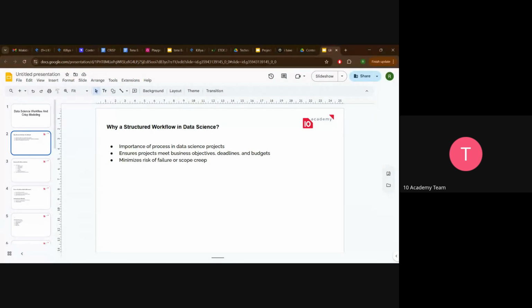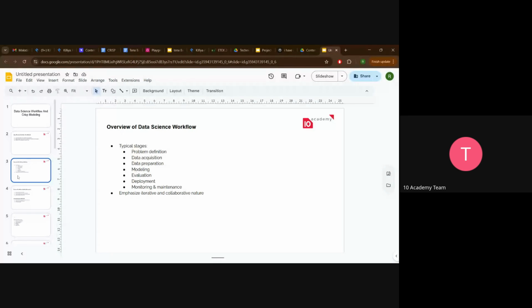Okay. So yeah, there's always a risk. There is some percent of failure for this project, so we're going to try to minimize the risk, right? What type of measures are we going to use in order to minimize the risk? So what is the overview, or what are the main steps in data science? There's the problem definition, data acquisition, data preparation, modeling, evaluation, deployment, monitoring, and maintenance. These are the whole steps, or mostly the typical stages that are followed in a data science workflow.